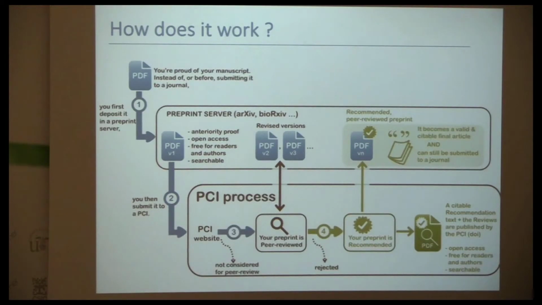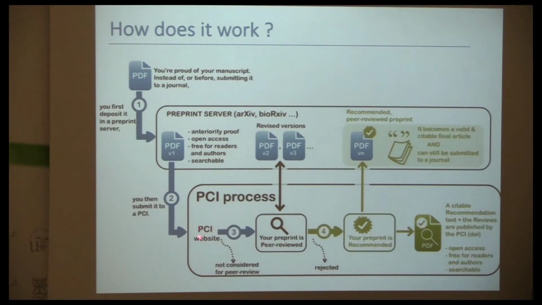So imagine you are all writing papers. And you are quite proud of your manuscript, and instead of, or before, we will talk about that, before submitting it to a journal, you deposit it in a preprint server like bioRxiv or arXiv. So this will be the V1, the version 1 of your paper. Once you have deposited it in bioRxiv, you can submit it to PCI. You don't upload it on the PCI website. You just indicate the DOI, because when you deposit your preprint in bioRxiv, you receive a DOI. So you indicate the DOI, the title, the authors, the abstract. So you are submitting it to PCI.